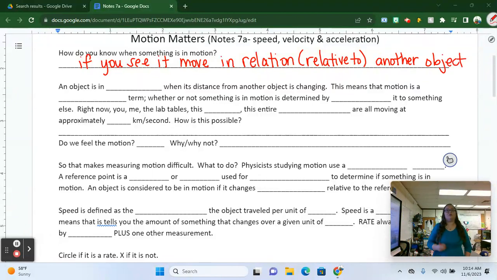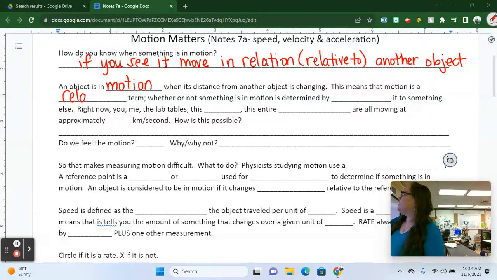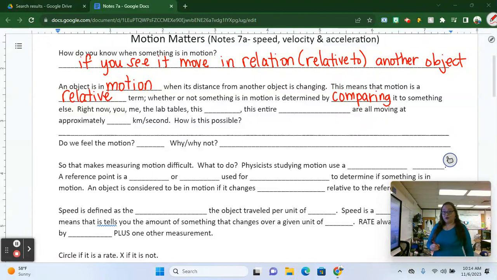So the desk is still, the pencil rolls, the pencil falls off. The ground is still, you are still, the ball is coming toward you. So you know that the ball is moving towards you. You know it is moving. So an object is in motion when its distance from another object is changing. That means that motion is a relative term. Whether or not something is in motion is determined by comparing it to something else.